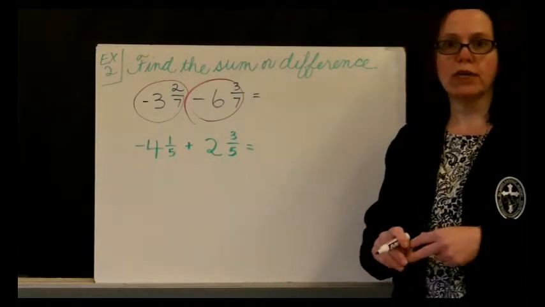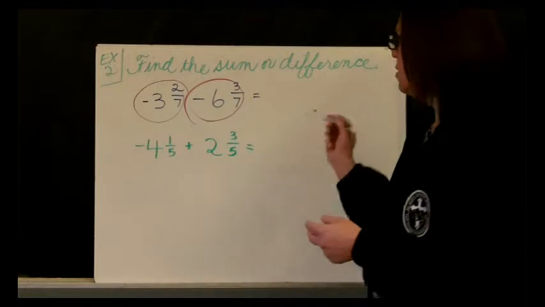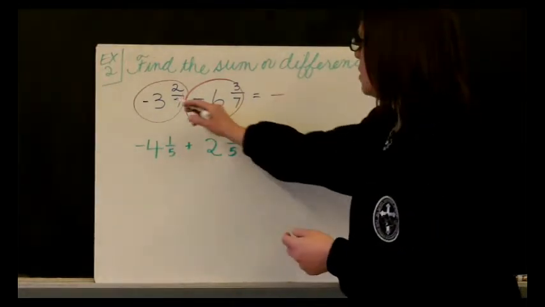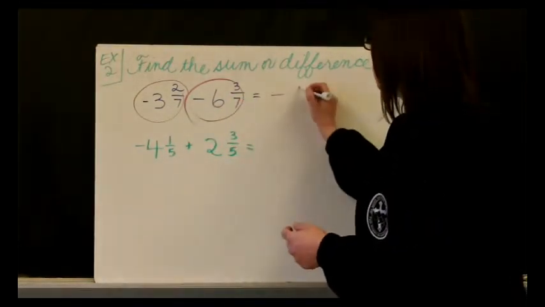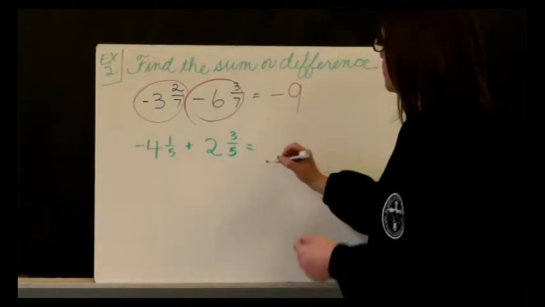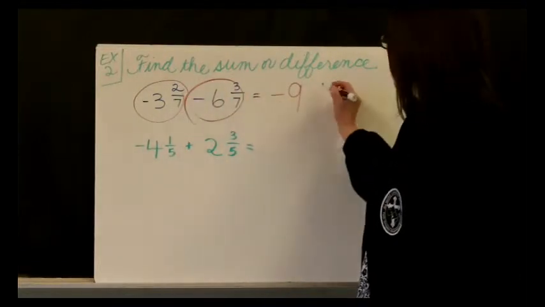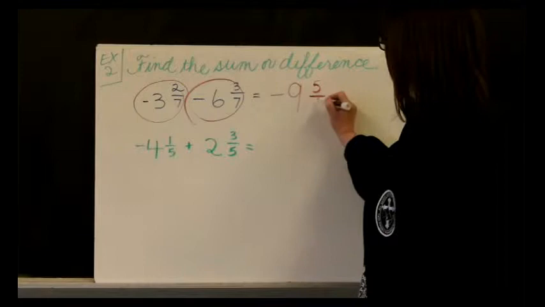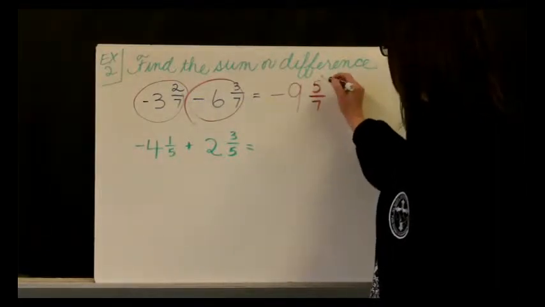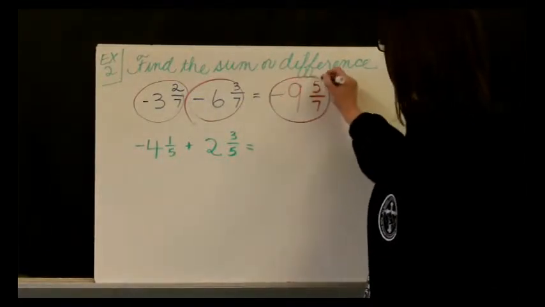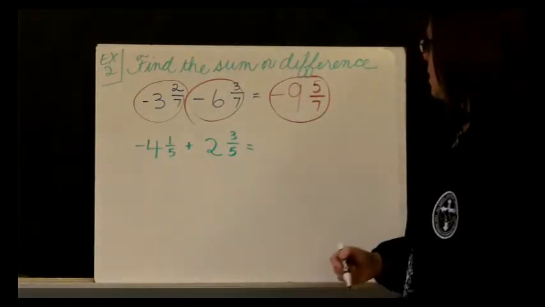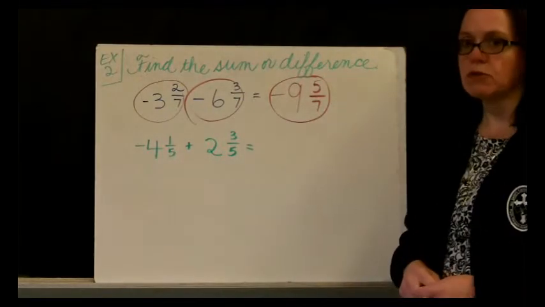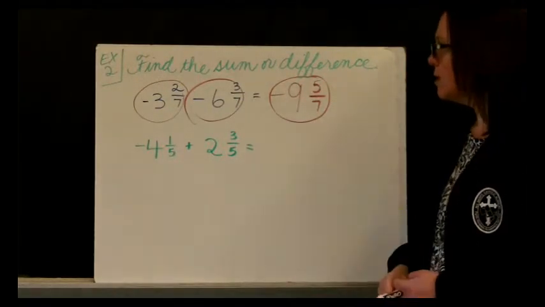When both numbers are negative, we add the numbers and we keep the answer negative. A negative 3 and a negative 6 make a negative 9. 2/7 and 3/7 make 5/7. 5 and 7 are prime numbers that can't be simplified, so our final answer is a negative 9 and 5/7. Take a look at what we have at the bottom.